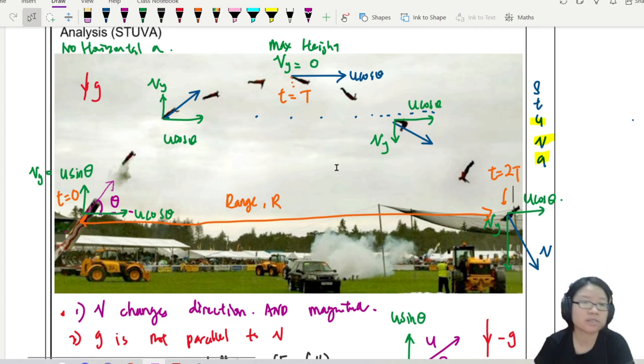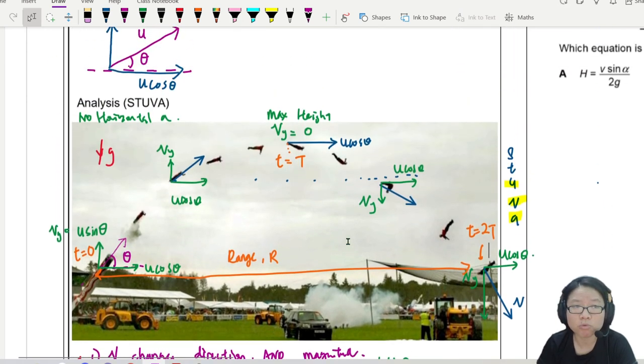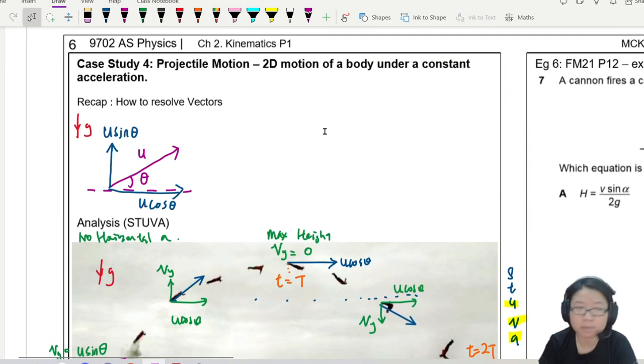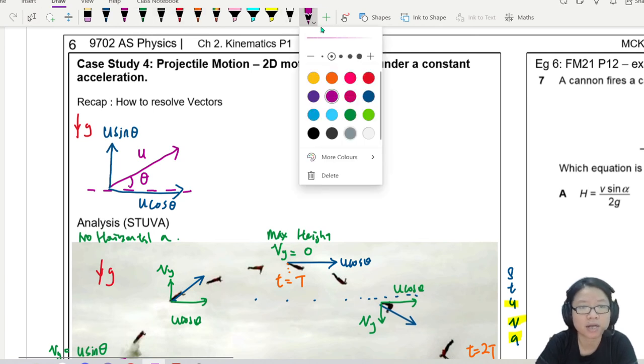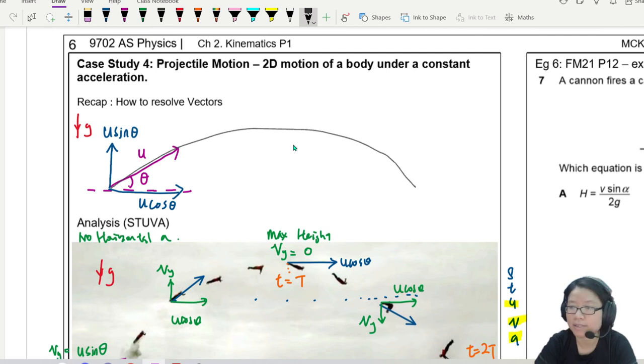Okay? So that's it for this part where we analyze the qualitative style of the projectile motion. What do we need to know? We need to know how to split. And the reason why we resolve the vector is because the direction of this part will keep changing. This will be a parabola like this. So we are splitting it up. The horizontal component, because there is no horizontal force, remains unchanged.